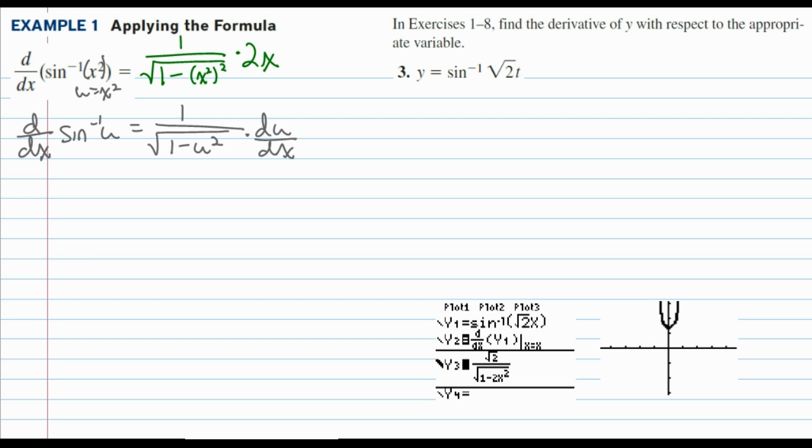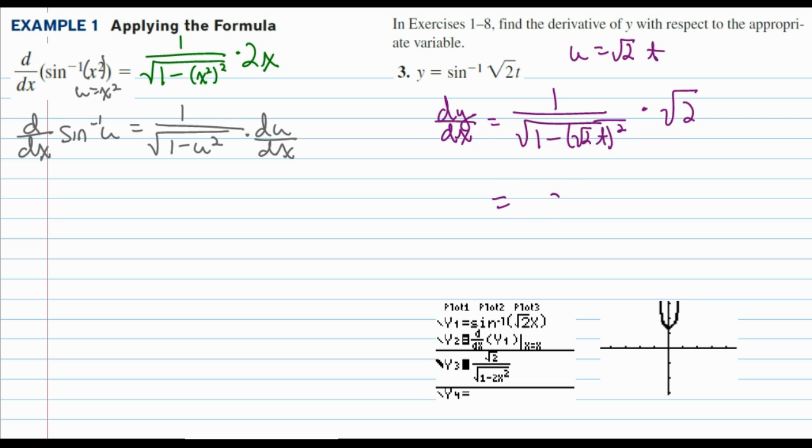Then now try problem number 3. It's going to ask us to find the derivative of y with respect to the appropriate variable, in this case t. U, in our situation here, is going to be square root 2 t. So the derivative of y is going to be 1 over the square root of 1 minus that u squared, so square root of 2 t squared, times the derivative of u. So the derivative of square root 2 times t is just square root 2. And again, I can write that as square root 2 all over square root 1 minus 2t squared.